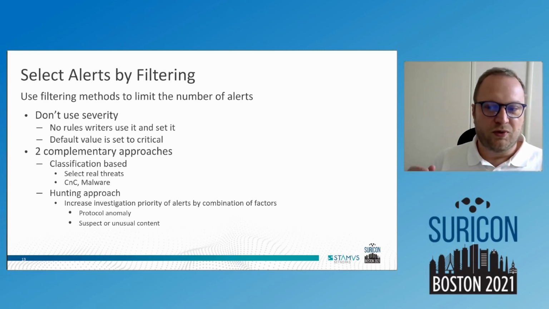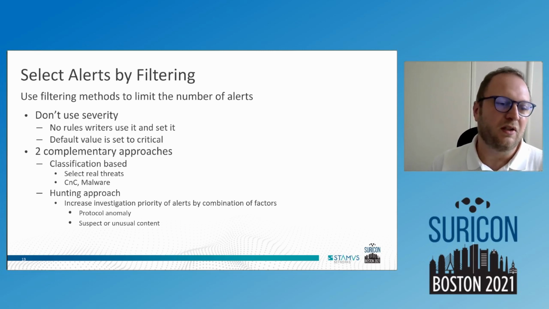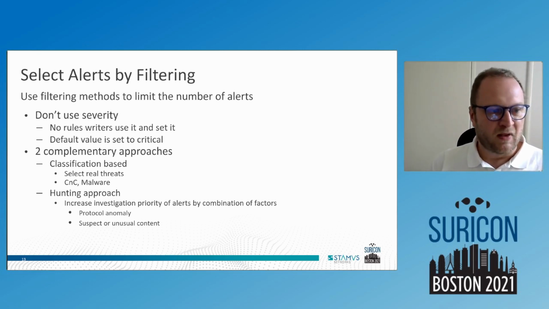One thing that you should not use is severity, because the rule writers in a lot of cases don't set it correctly, and then it gets the default value, which is critical. So severity 1 is by default, it can be something where the rule writer did forget to put the severity. So something that is better to do is to use the metadata classification, where you get more information and you can have a way to focus, for example, on CNC, on malware, because it's part of the classification.